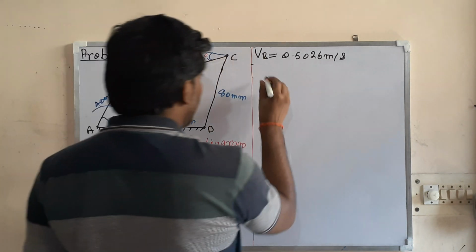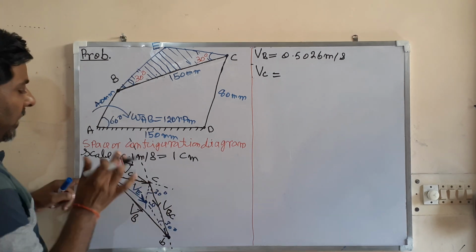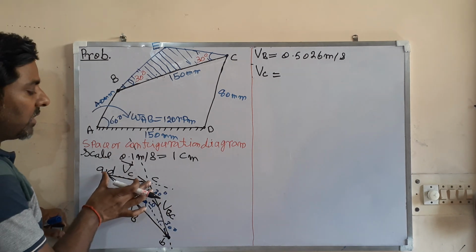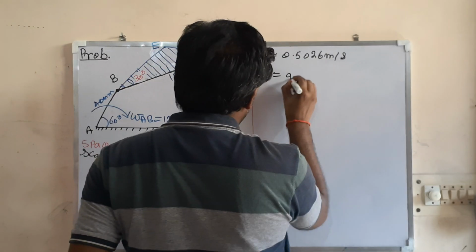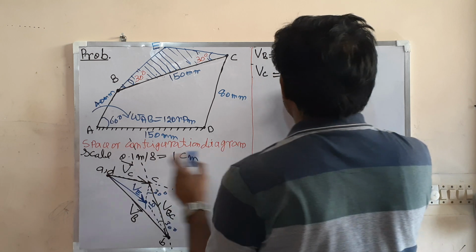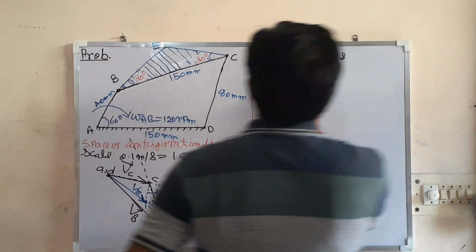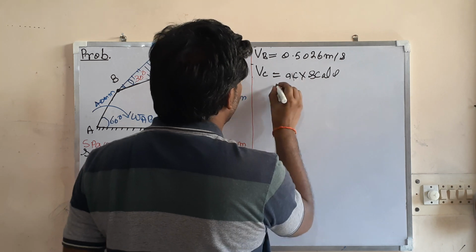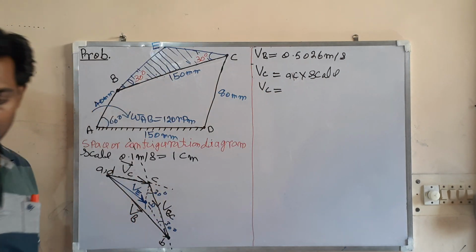Now, what will be the velocity of point C? Look here, this is the point C. From the scale you measure this. Absolute means from the fix, so that will be AC. This is the point C, from fix, so this is AC into scale. So the velocity of point C, AC, you can measure from here.